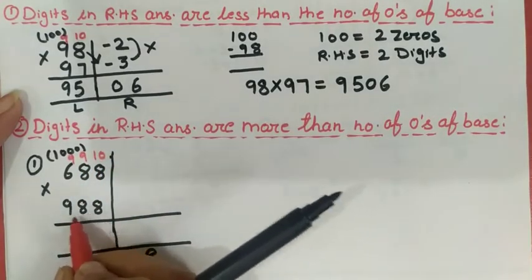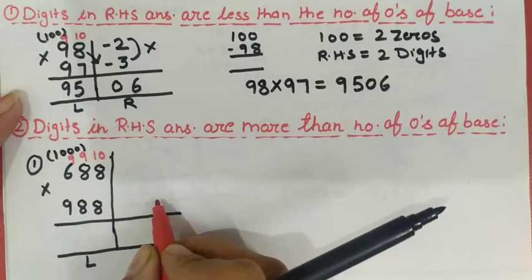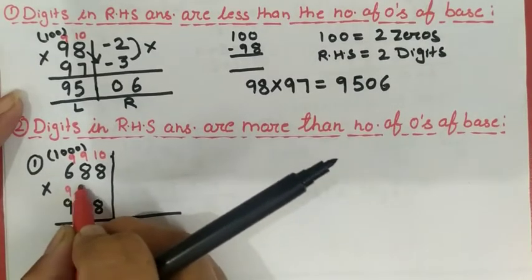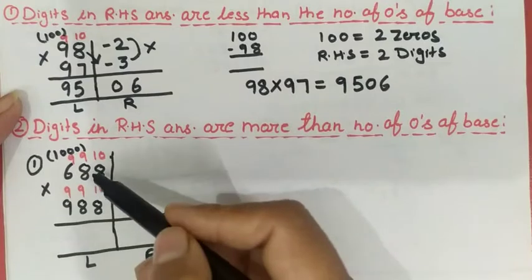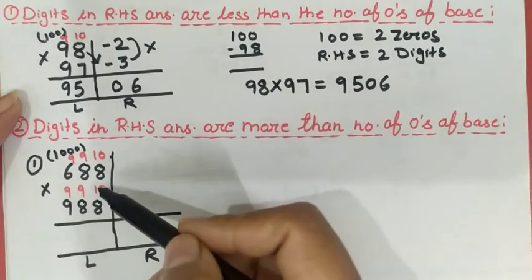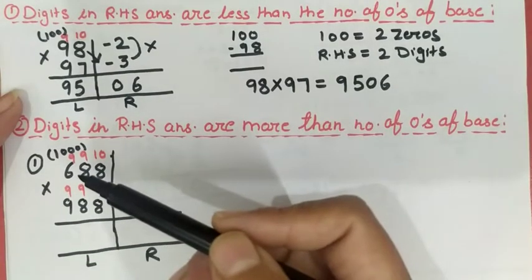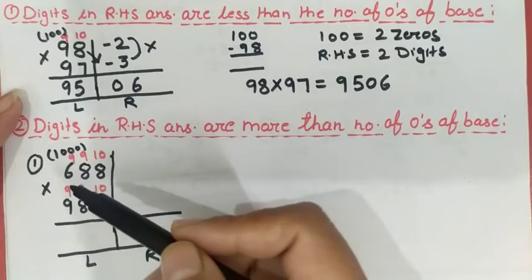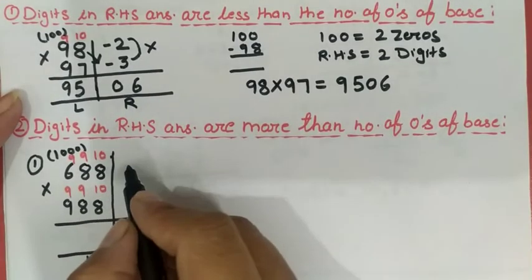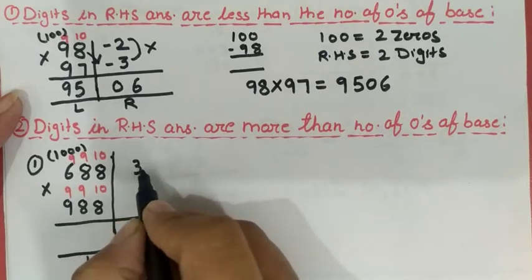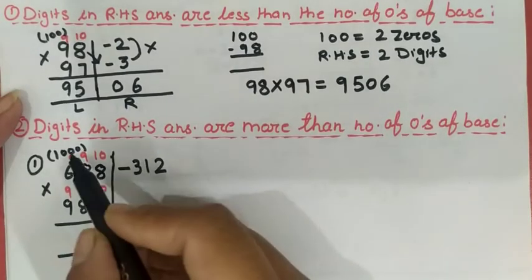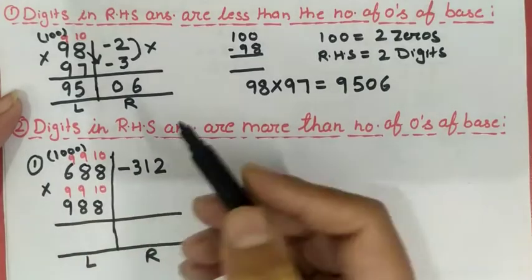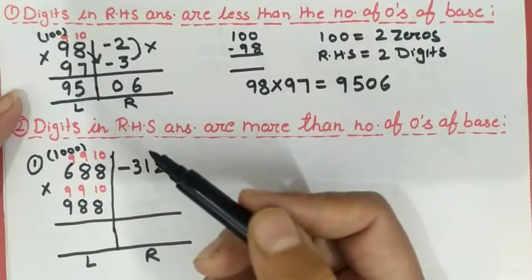Similarly, we are also supposed to subtract this from the base, so we put here, all from 9, last from 10. I am writing here only to make you understand the concept, but you don't need to write. You have to do all of these things in your mental calculations. 9 minus 6 is 3, 9 minus 8 is 1, 10 minus 8 is 2. So 688 is 312 less than your base. See how quickly you have found the answer.